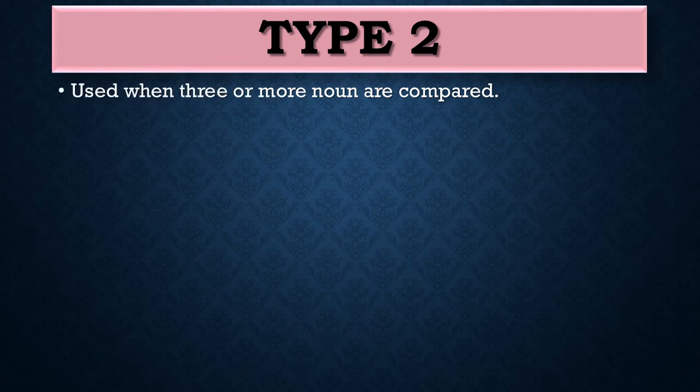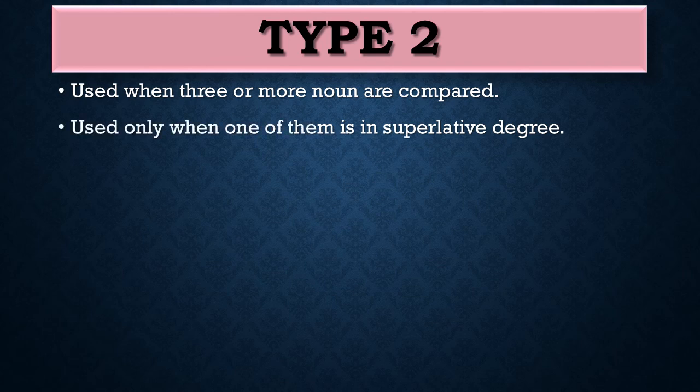Now, let us learn about type 2 sentences. This type is used when 3 or more nouns are compared. When 2 are compared, it will always come under type 1. If there are more than 2, that is 3 or more, it will come under type 2. And this type is used when only one of the subjects is said to surpass all the other subjects of the same kind. One of them is in the superlative degree, so this type 2 is used.